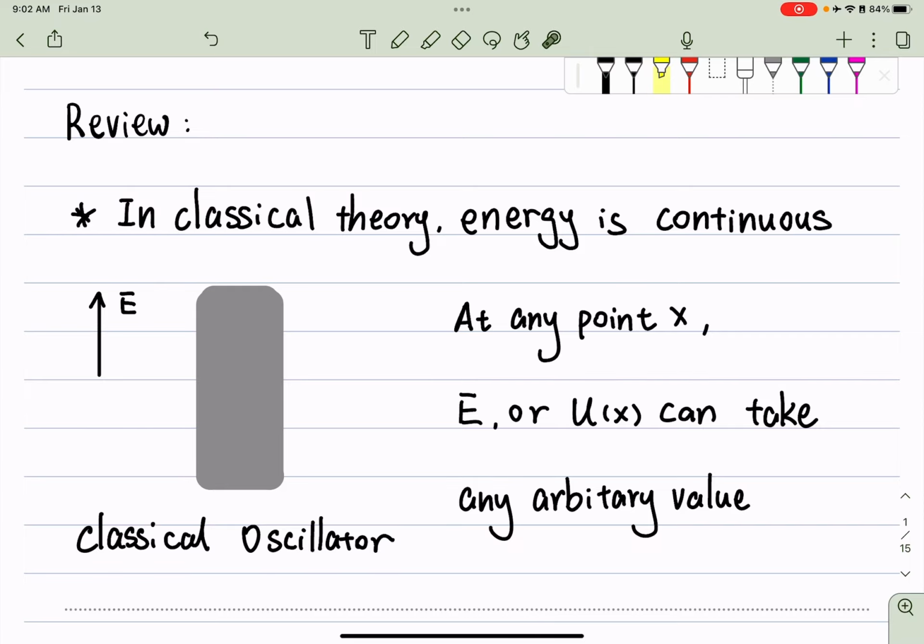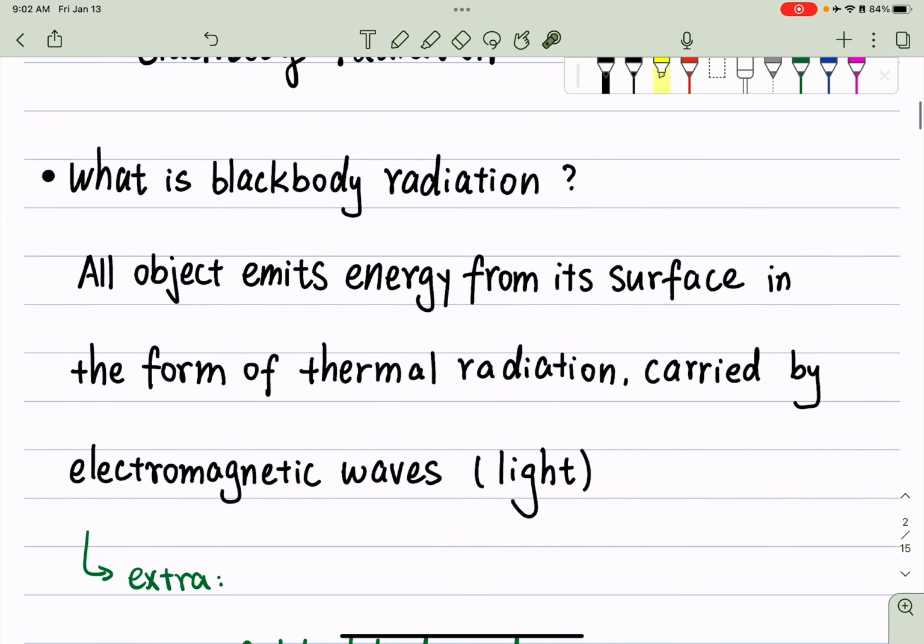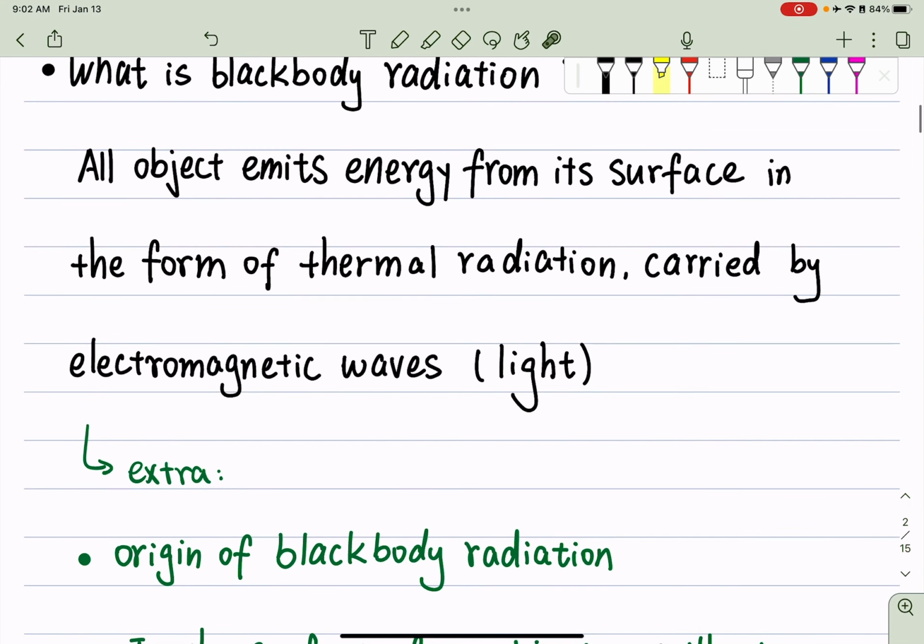Okay, so now let's move on to black body radiation. Before we talk about the failure of classical physics for black body radiation, we need to know what black body radiation is. It always sounds mysterious, but in reality, black body radiation is just stating a simple fact. What it's saying is that all objects, as long as they have a temperature, will emit energy from their surface in the form of thermal radiation carried by electromagnetic waves.